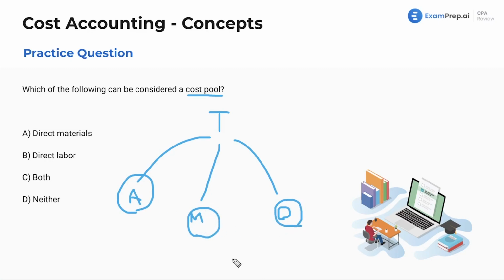And these cost pools are allocated into these different departments. Now, which of these are considered cost pools? Give you a second to think about it. If you're not familiar, no worries, I'll dive right in. It is actually going to be both.